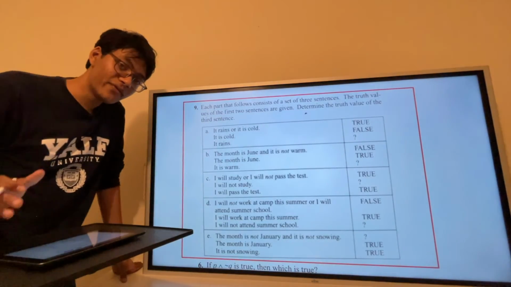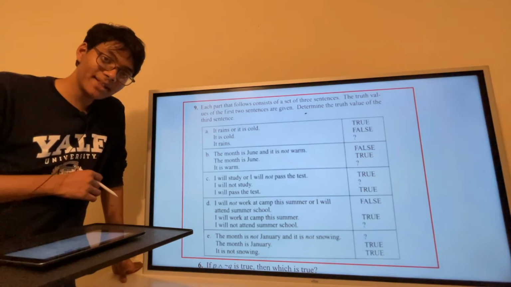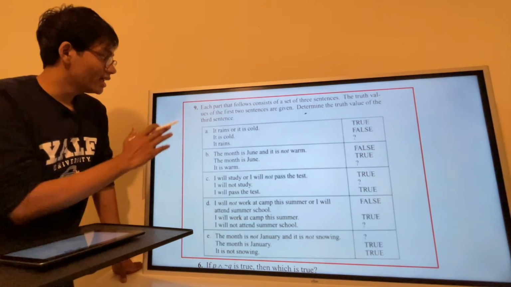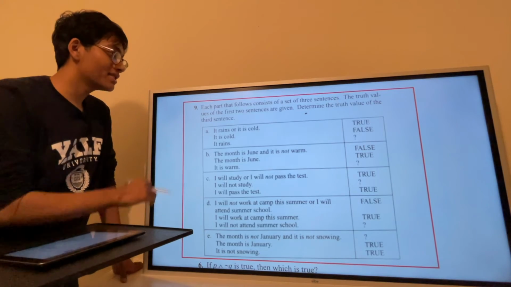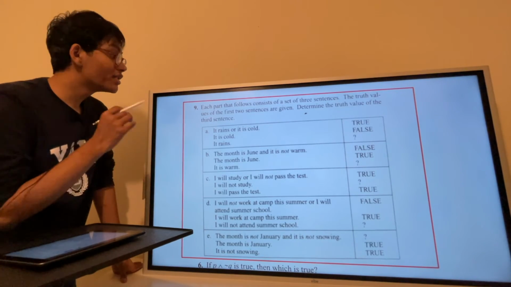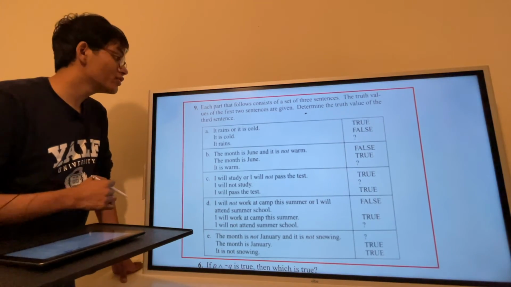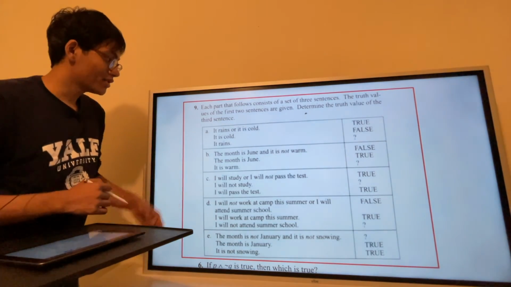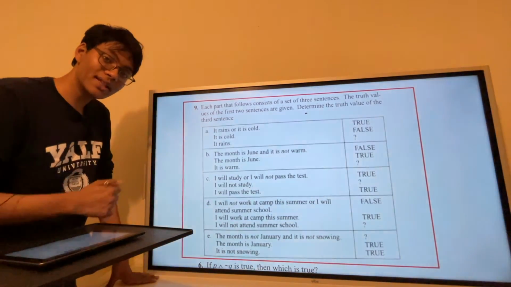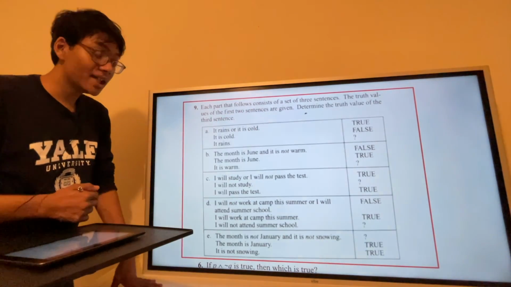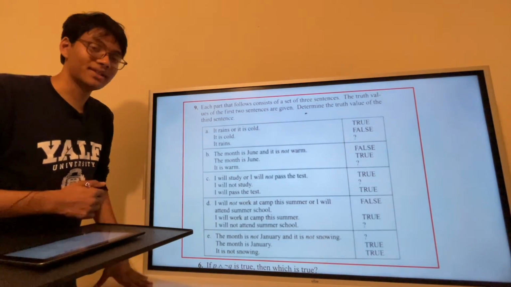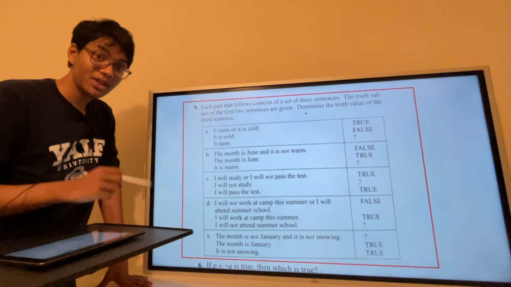All right, folks, welcome to your big idea. Here it is. Each part that follows consists of 3 sentences. The truth values of the first 2 sentences are given. Determine the truth value of the third sentence. So for each of these parts, you've got 2 sentences and their truth values. You gotta find the truth value of the third sentence. Good luck, and if you need any help, check out the hint.